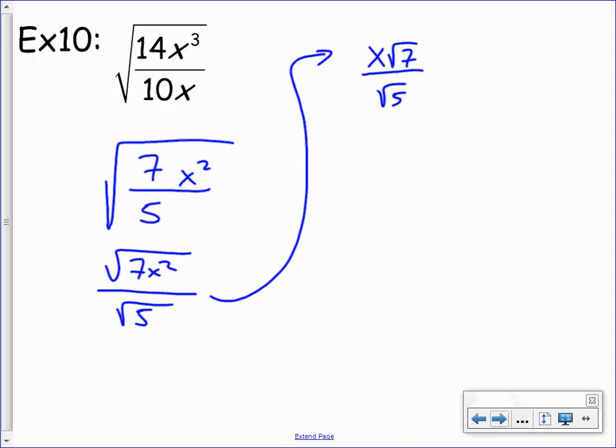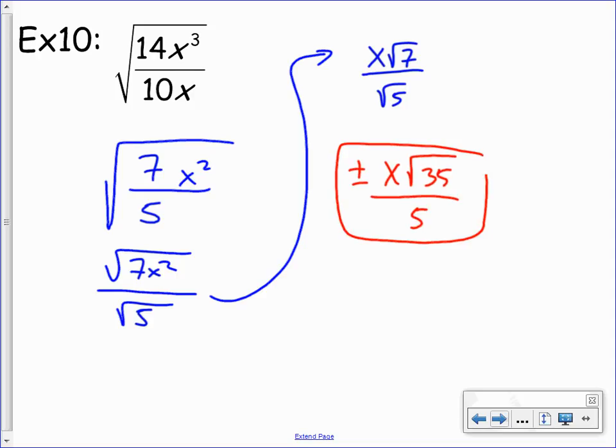Do you believe me? Because this x squared, there's a pair, so you can pull it out. Let's do that next. Can you do it in your head? If you do that, it would be the square root of 35. So x root 35 all over 5 is the answer.